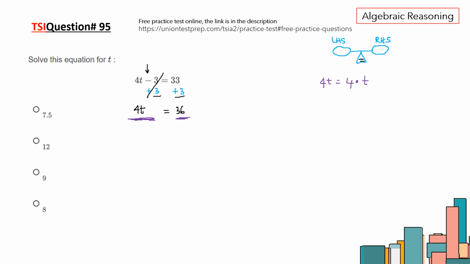Okay, I do it to both sides with the same number, the coefficient in front of t. So that is 4. So t equals 36 divided by 4, which is 9. That 4 is cancelled because 4 divided by 4 is 1. 1 times t is t.